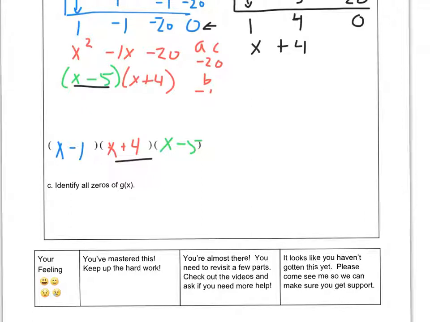The last piece, identify all zeros. x equals 1 is going to be from x minus 1. From x plus 4, we're going to have x equals negative 4. And from x minus 5, we're going to have x equals 5.